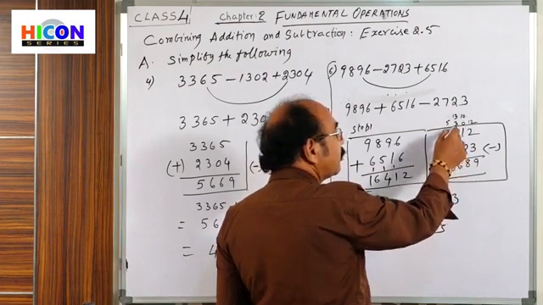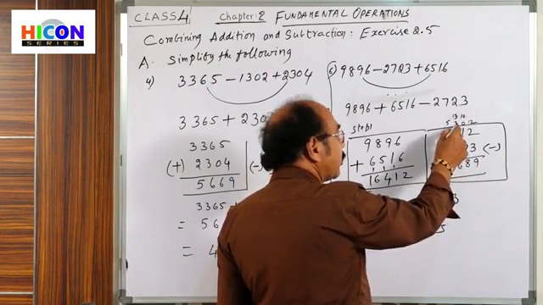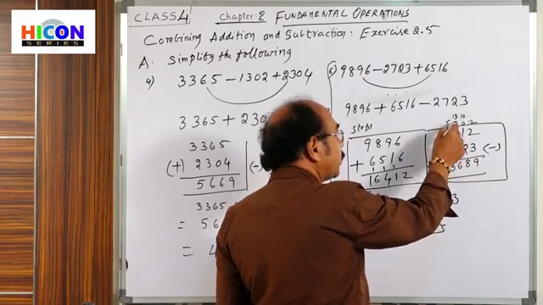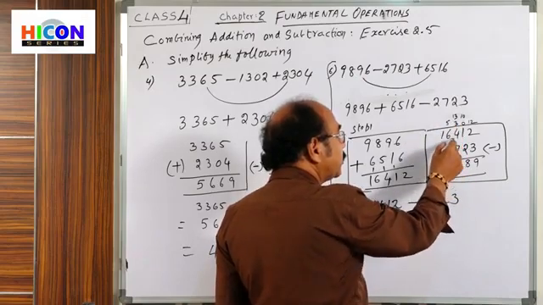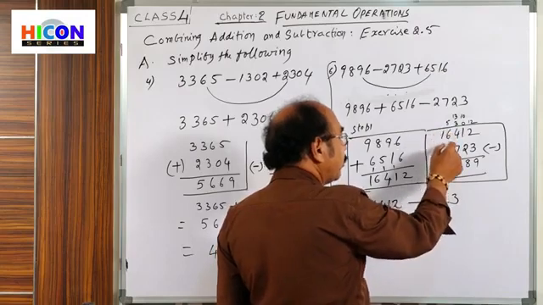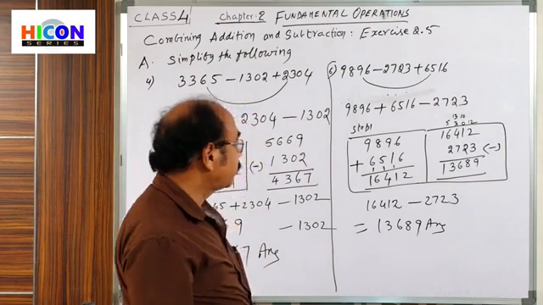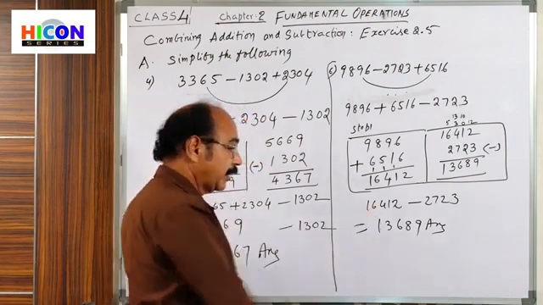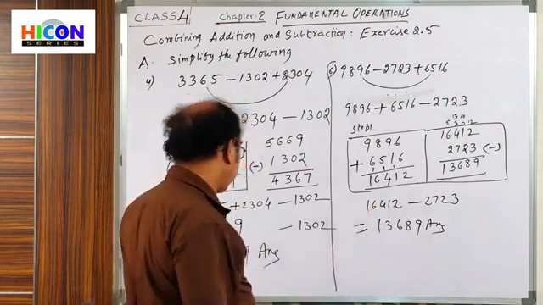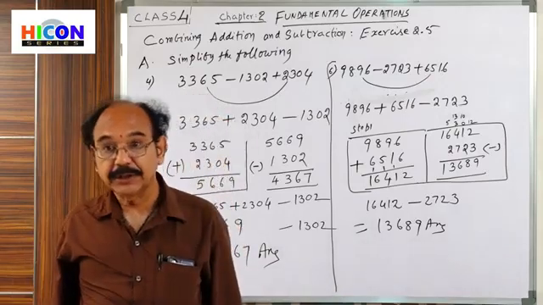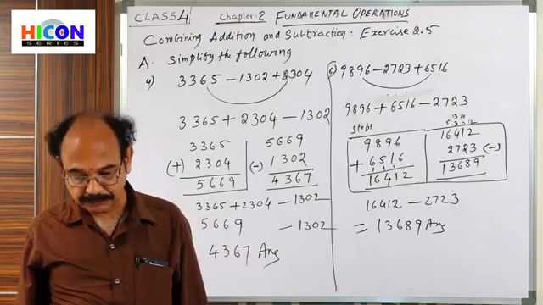Here 4 gave borrow, that's why here 3. Okay, from 3 we cannot subtract. That's why borrow. 3 becomes 13. 13 minus 7 is 6. 6 gave borrow, no, that's why here 5. 5 minus 2, 3. Here 1. 13,689. That is the answer. Okay, children. Like this, combining addition and subtraction problems we do.